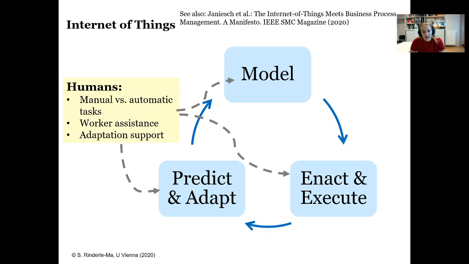Then, of course, there's also a very important human perspective on all of this. We have to think about what tasks are manual, what tasks are automatic, and how we can give worker assistance. And then, in the prediction and adaptation phase, how can we support users in adapting the process?